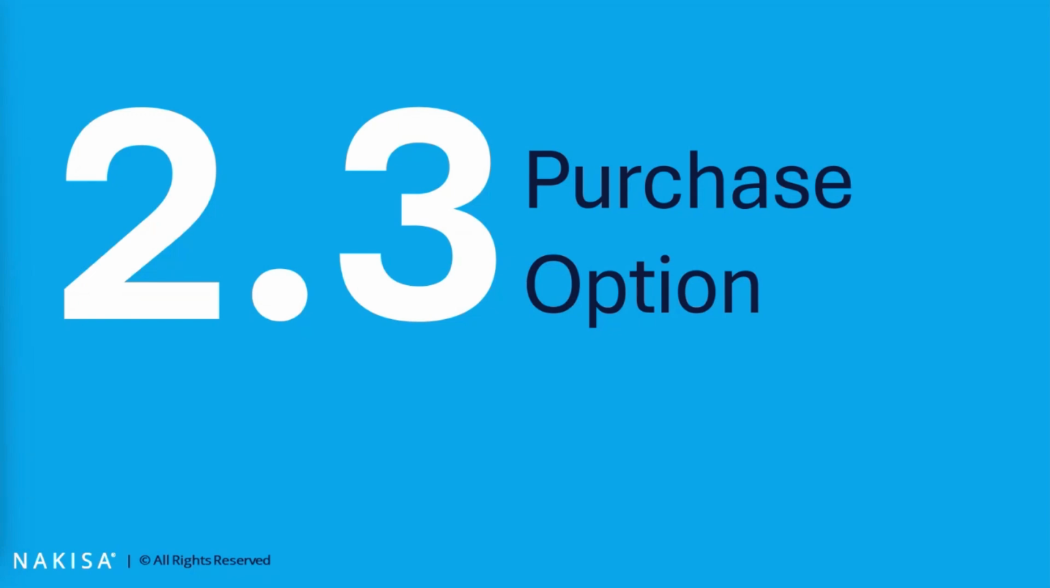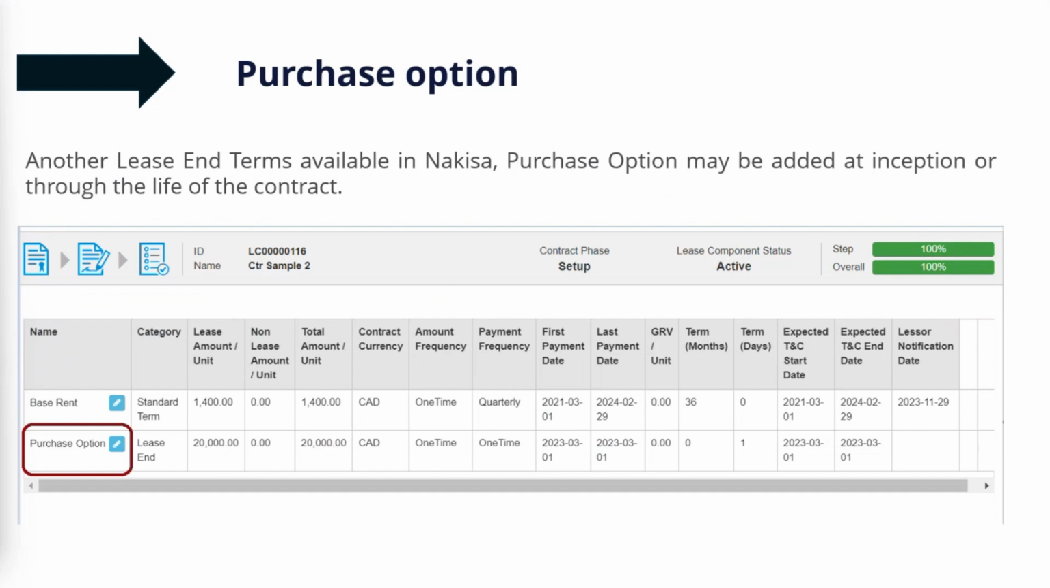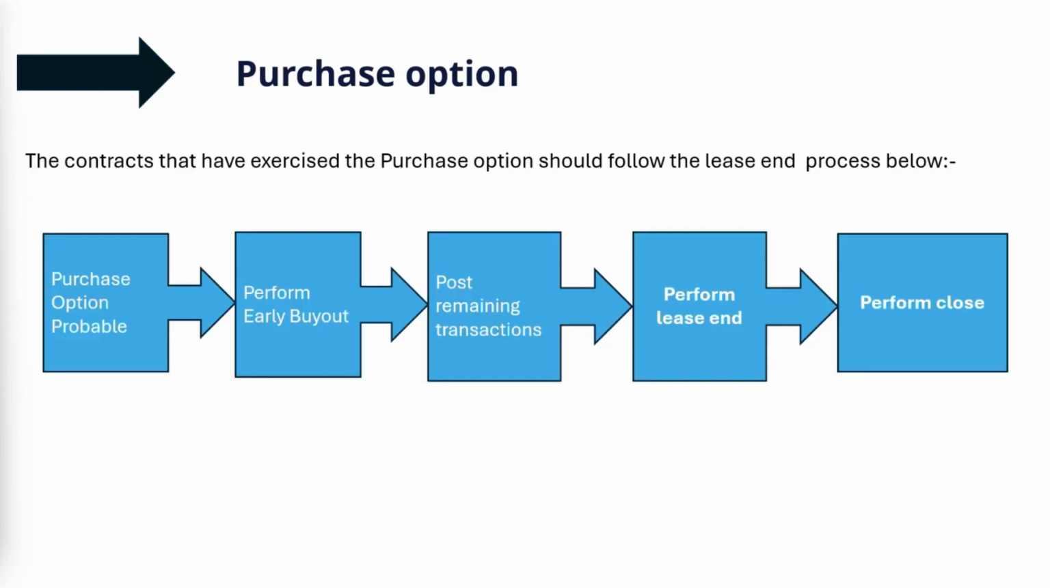Now, moving on to purchase option. This is another lease end term we have in Nakisa. So similar to termination option, purchase option can be added at inception or through a lease modification of contract. The process will be, we add a purchase option. We exercise the option and then we post all the remaining transactions. And then we perform a lease end and close.